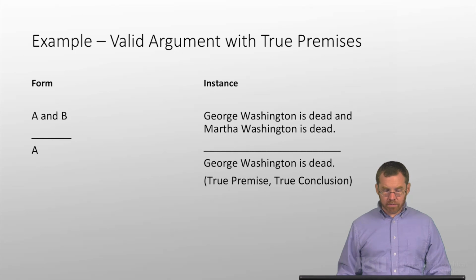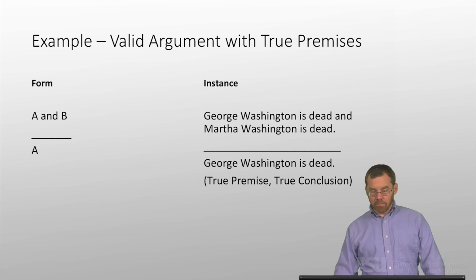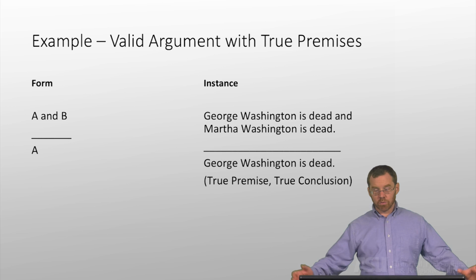So let me give you some examples here. Here is a valid argument with true premises. It's one we've seen before. George Washington is dead and Martha Washington is dead. Therefore, George Washington is dead. We've got a valid argument with all true premises.